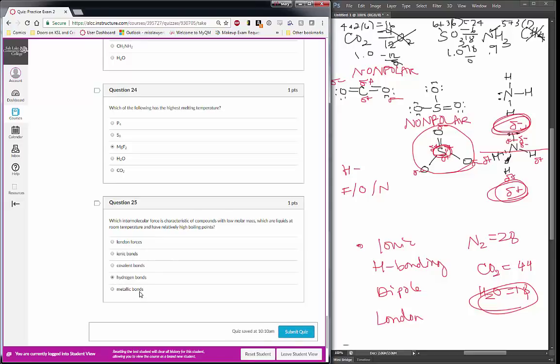And finally, most metals are solid at room temperature. So you can go through here and say, okay, ionics are solid at room temperature because you know, for instance, salt is solid. Metallics are solid at room temperature because you know that, for instance, gold is solid. You know that covalent bonds are not a type of intermolecular force. So if you choose between London forces and hydrogen bonds, you would pick hydrogen bonds because they have relatively high boiling points compared to the other stuff there.